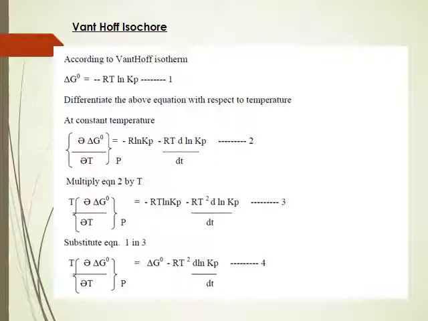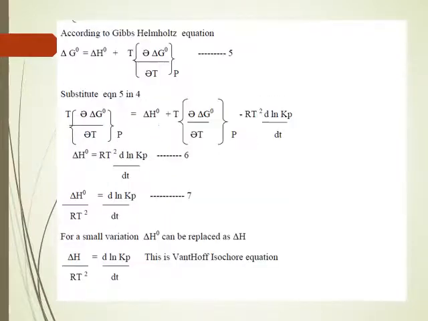Substituting equation 1 in 3, we get T into dou delta G naught by dou T at constant pressure is equal to, instead of minus RT ln Kp, we write delta G naught, minus RT square d ln Kp by dT. According to the Gibbs-Helmholtz equation, we know that delta G naught is equal to delta H naught plus T into dou delta G naught by dou T at constant P.